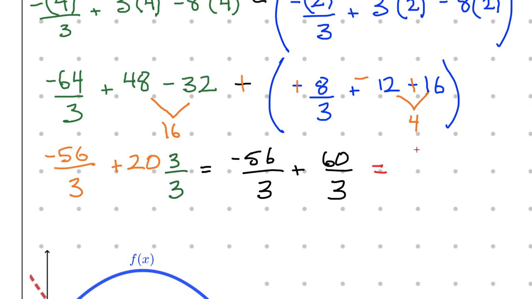I don't know. 4. Wait. 4 thirds. Yeah, so you add all those. Oh wait, okay. I just added the numerators. Negative 56 and 60 is 4. Okay. Nice.